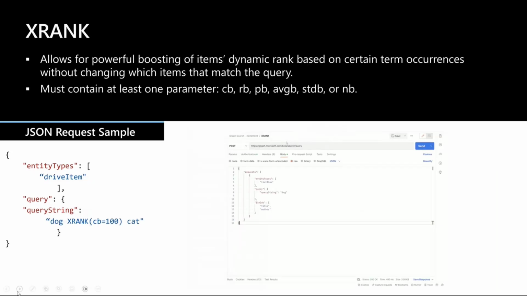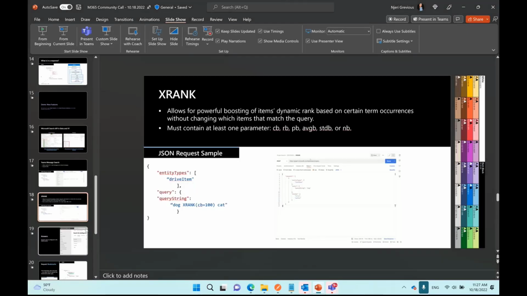And then there's another feature, XRank, which allows for powerful boosting of the dynamic rank of items without changing the terms in the query. There's a bunch of different information about this that you can look up, and we'll walk through an example of this live. So let me transition out of the deck into Graph Explorer so we can dive into these examples together.